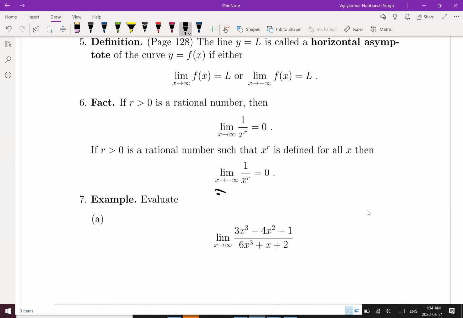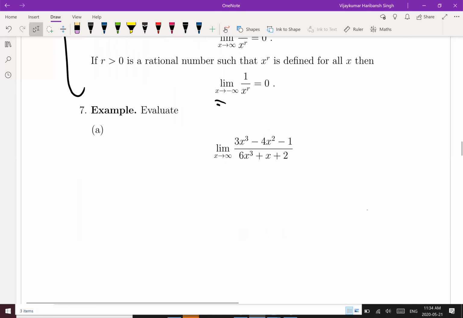So this is a property. These two things are the important things which we'll be using to find the limit as x goes to infinity or minus infinity. So let's embark on this problem. Limit as x goes to infinity of 3x cubed minus 4x squared minus 1 divided by 6x cubed plus x plus 2. We want to find out what is the limit as x goes to infinity.